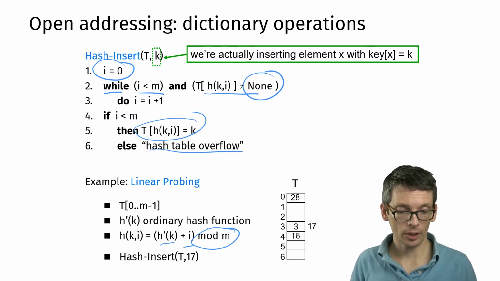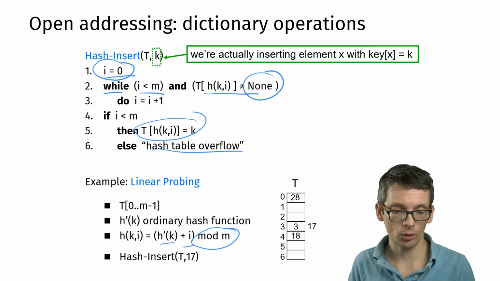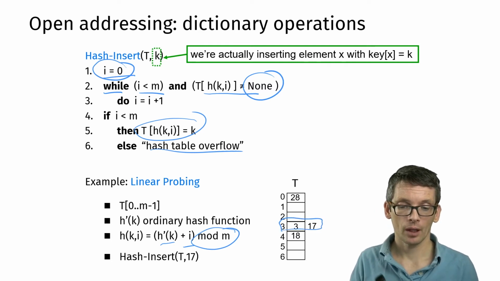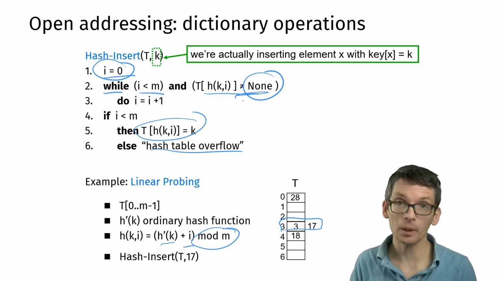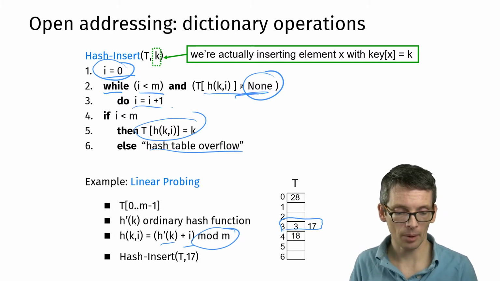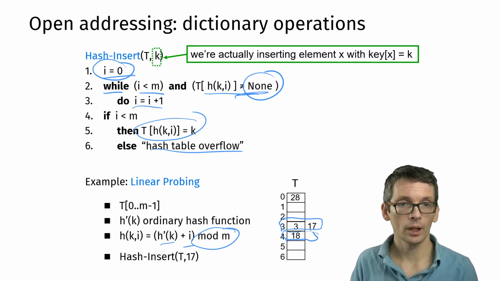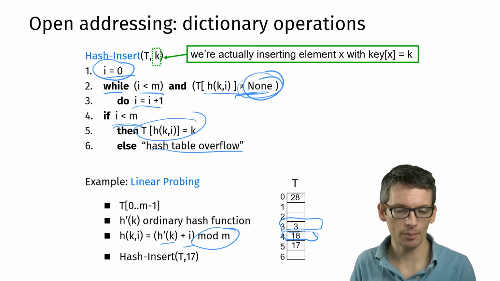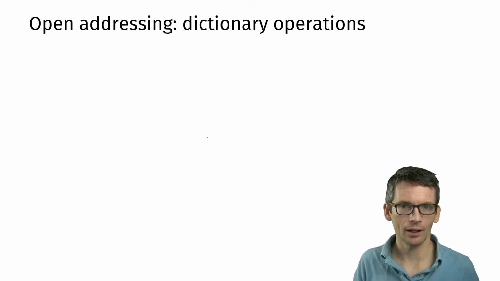We will first have i is 0, meaning we try h prime of k. While this is not none, 3 is not none, we increase i by 1, we go here. We increase i by 1, we go here. And now we have a none. We haven't reached m yet, so we can insert the key there.